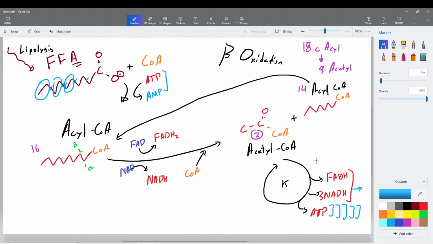I'm not going to do ketosis because I think it's actually going to be more useful to have it in person in case anybody wants to ask any questions, because ketosis is actually pretty interesting. So here's beta oxidation. Here's fat breakdown in a nutshell.